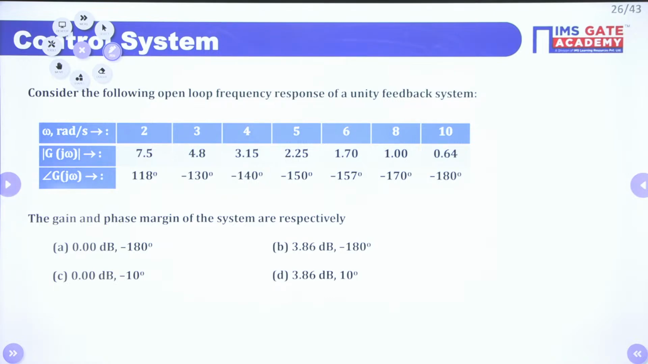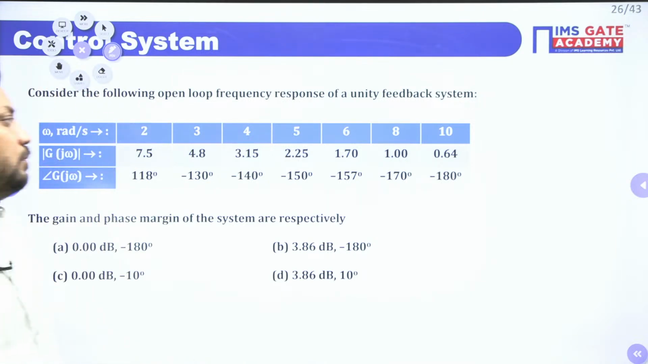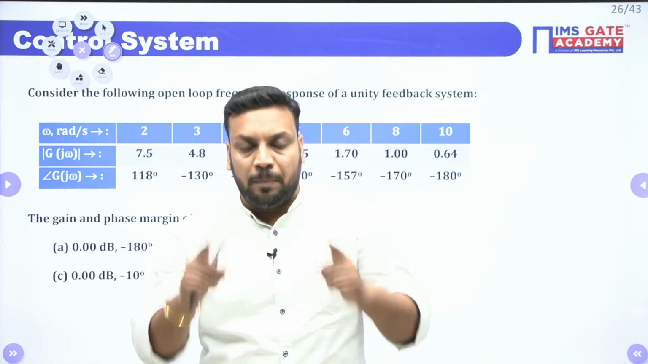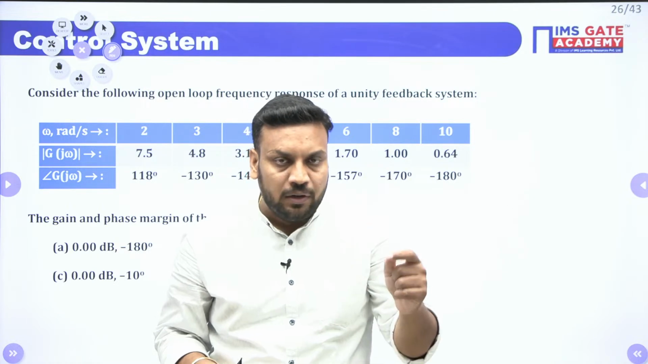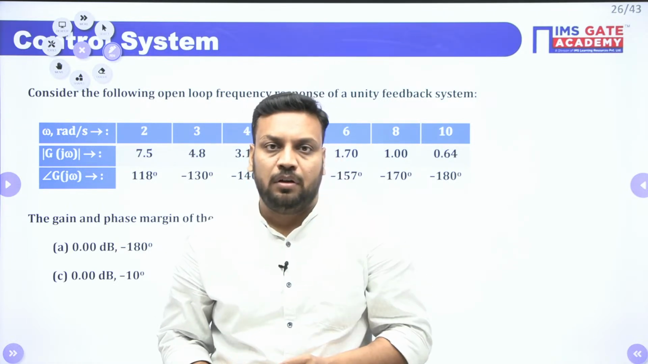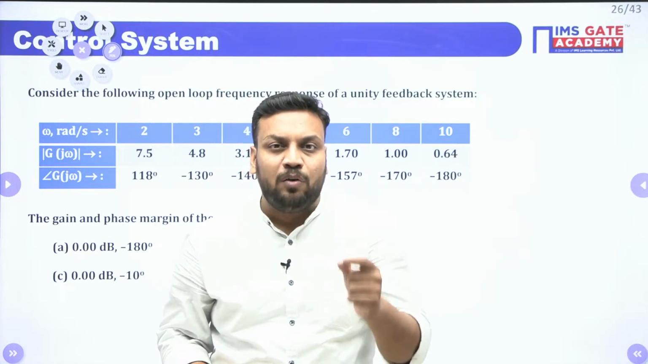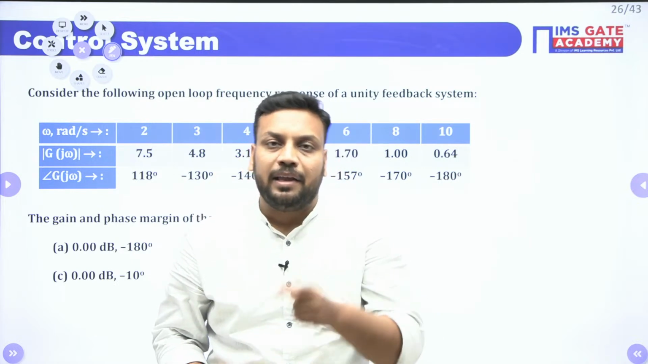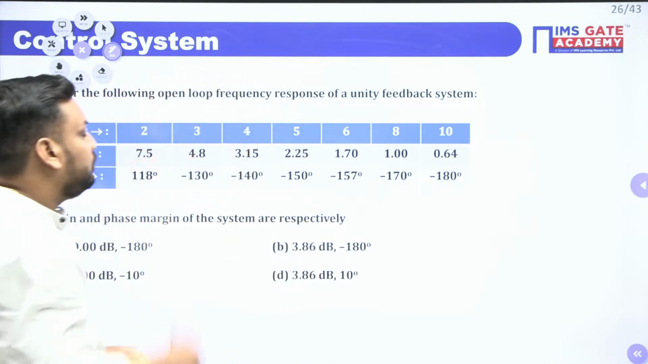This is an easy question, guys. What is the definition of gain margin and phase margin? If the definition is clear to you, you can easily solve this. The magnitude of G(jω)H(jω) at ω_pc will give you x, and gain margin is 1 by x. Similarly, the angle of G(jω)H(jω) at ω_gc will give you phi, and phase margin is 180 plus phi.